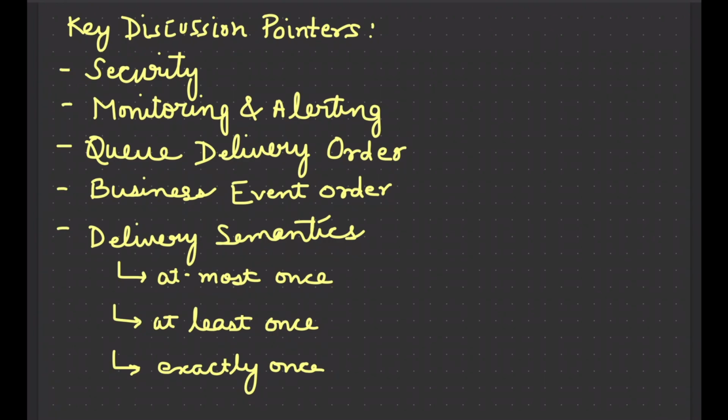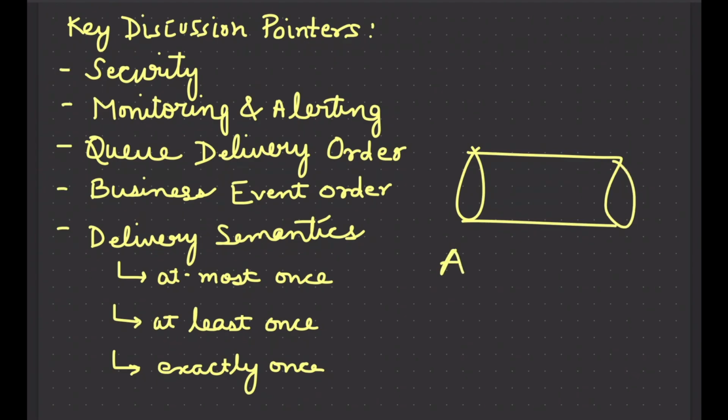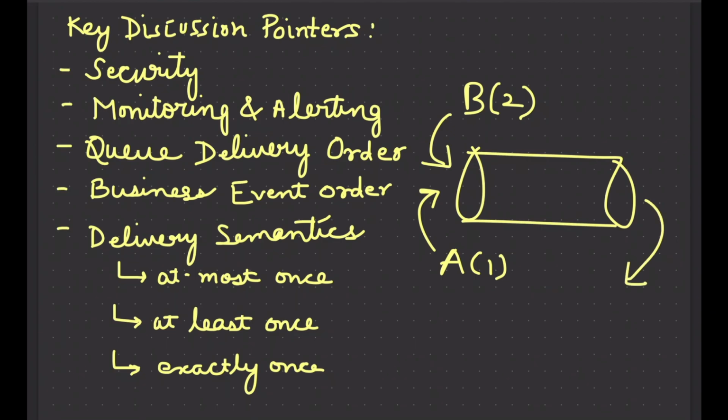Now we're going to discuss two important things: queue delivery order and business event order. Suppose we have this queue and we have two events coming in, A and B, right? Suppose A comes first and B comes second. If we talk about who's going to come out first, A or B, we would say that A should come first and B should come second.